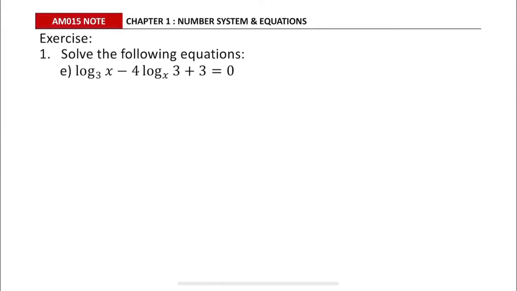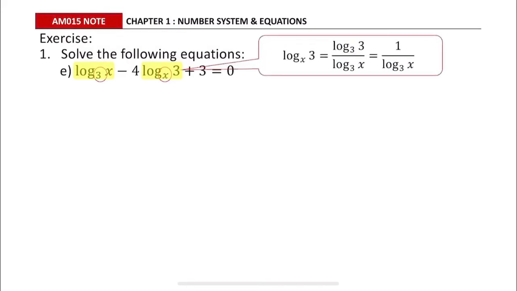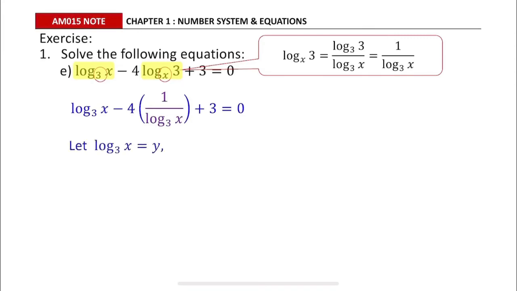This question also has two logarithms with two different bases, but this time around, one of the bases is a variable x. So it is better to change log base x to log base 3. Then the equation becomes like this. Now that we have two logs with the same base, we can let log base 3 of x equal to y, so that this equation becomes easier to solve when it turns to variable y.